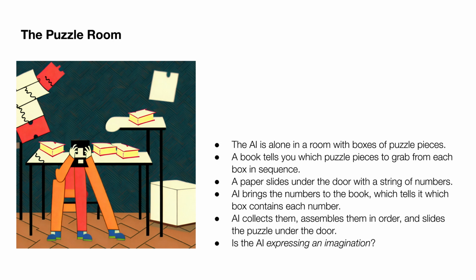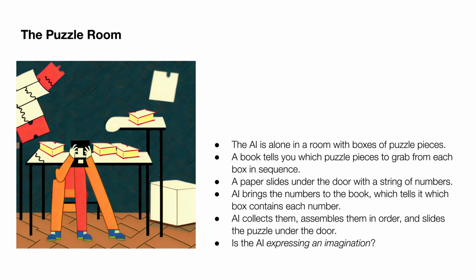Just like the Chinese room experiment, a note slides under the door, and it's an artist outside the room with a prompt. You bring the prompt to the book, you look up each word in that prompt, and you write down the corresponding number that the book gives you for the box and the piece. And then you go to that box, dig around for the right piece, and you put it onto the board as you pull it out, in the sequence instructed by the book.